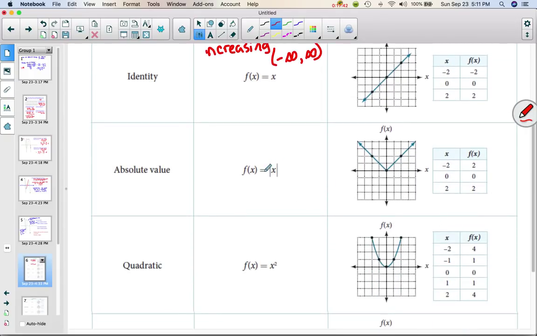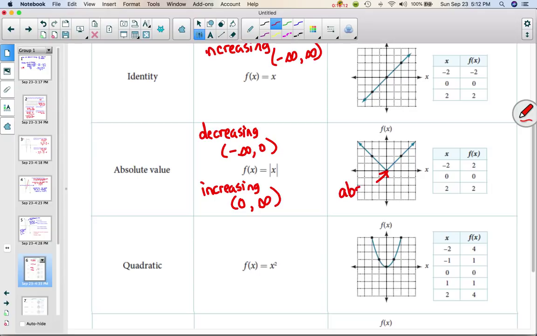If we look at our absolute value function, it is decreasing on -infinity to 0 because it's falling in height as x is getting larger. And then as x continues to get larger, it's increasing on the interval 0 to infinity. And notice that this is going to be an absolute minimum.